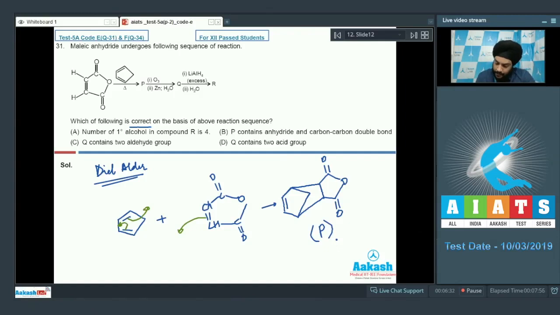Now this P is subjected to ozonolysis. The reductive ozonolysis is going to break the double bond and convert it into the corresponding aldehyde. So we're going to have the formation of a 5-membered ring attached to the anhydride, and these bonds will convert into aldehydes.